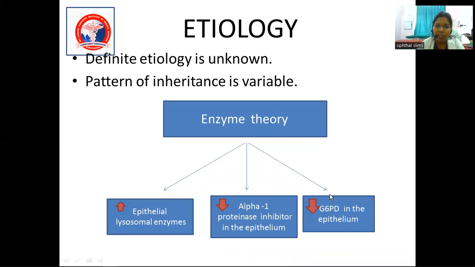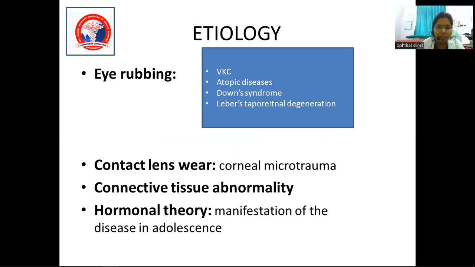So, etiology: the definite etiology is not known. The pattern of inheritance is variable. There are various theories behind the development of keratoconus. One is the enzyme theory. The enzyme theory states that there are increased epithelial lysosomal enzymes, decreased alpha-1 proteinase inhibitors in the epithelium, and also decreased G6PD in the epithelium.